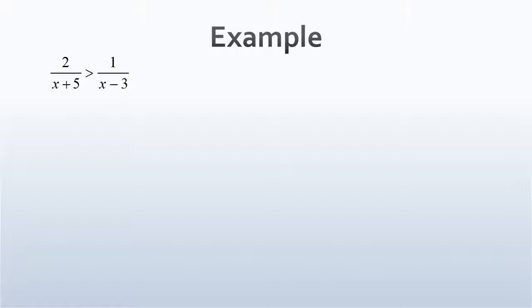Okay, same idea with this one. What you want to do is get a 0 on the right side, and so you're going to need to subtract the 1 over x minus 3 from both sides. Why don't you pause the recording, give this a try, and then resume the recording to check your answer.